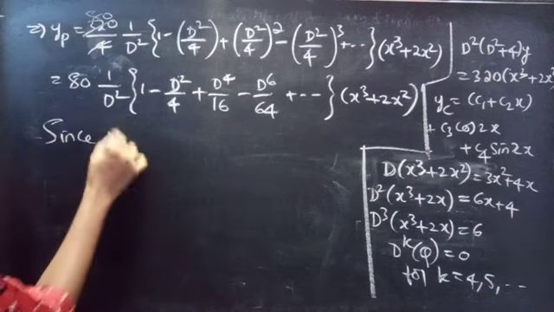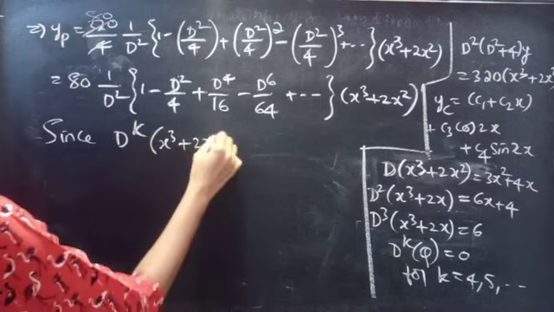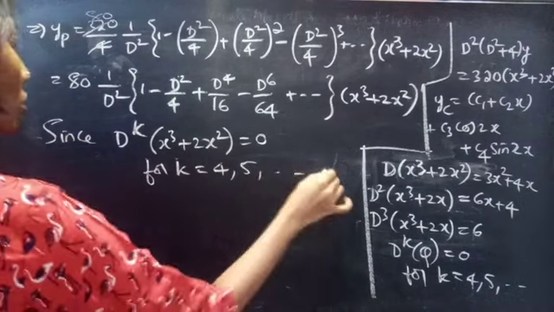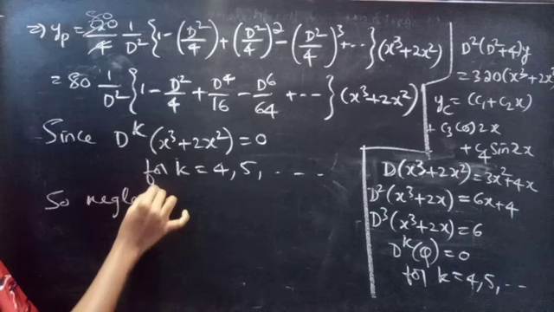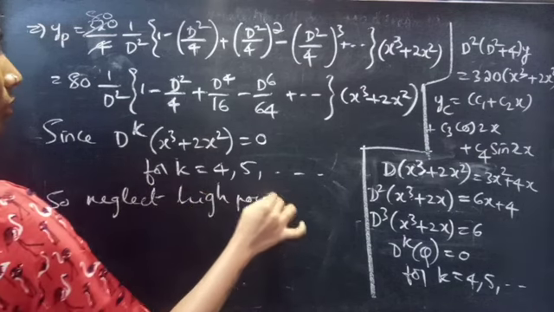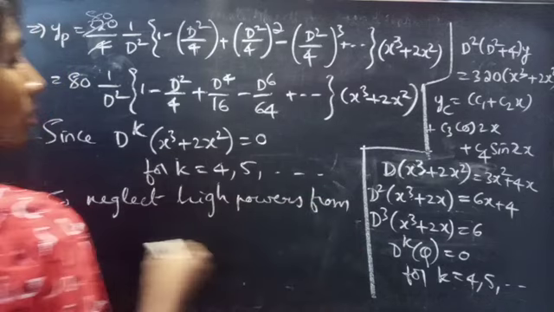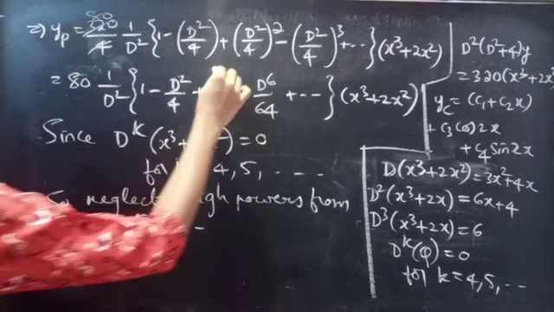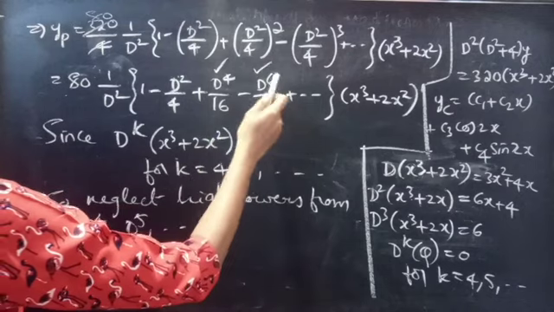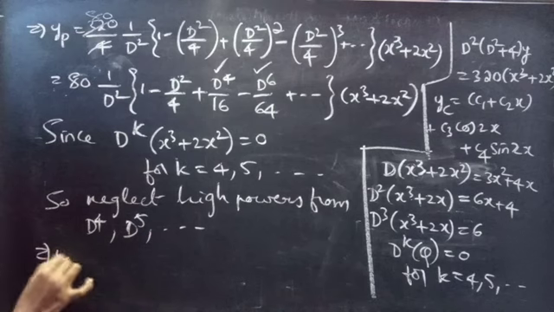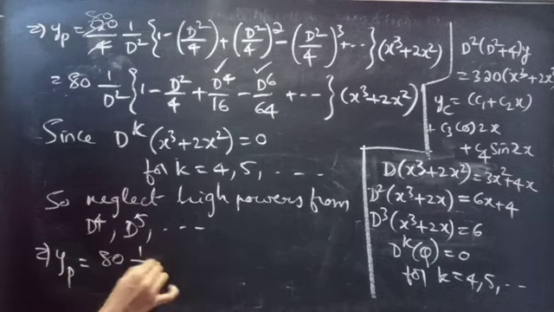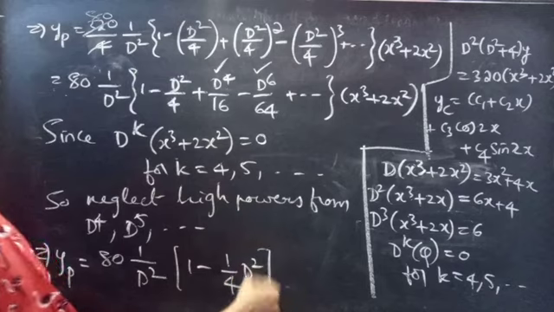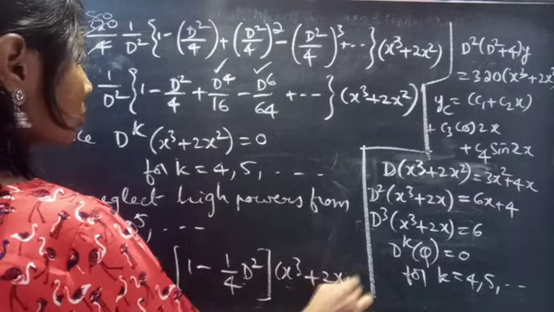Since d power k of x cube plus 2x square is 0 for k equals 4, 5 and so on, we neglect higher powers from d power 4, d power 5 and so on, right? Then we can neglect the third term, fourth term and hereafter. Okay, so y becomes 80 into 1 by d square into 1 minus d square by 4. You can write it as 1 by 4 d square into x cube plus 2x square.